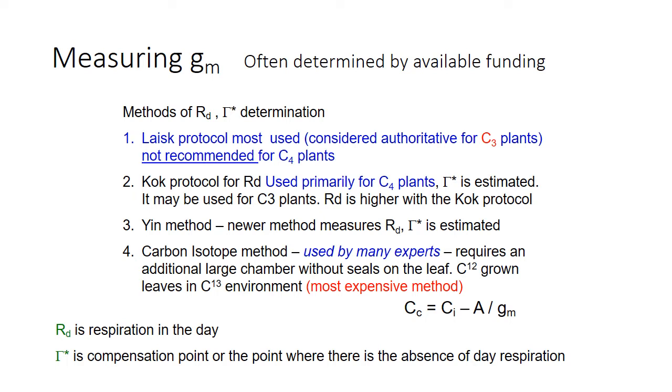Another method for measuring GM is the carbon isotope method. It's used by many experts. It requires an additional large chamber without seals in the leaf, and you take plants grown in a C12 environment and put them in a C13 environment. This is used by people that can afford it. It's an expensive approach, and the carbon isotope method requires specialized equipment. RD, again, is respiration in the day, and gamma star is the compensation point, or lack of respiration.